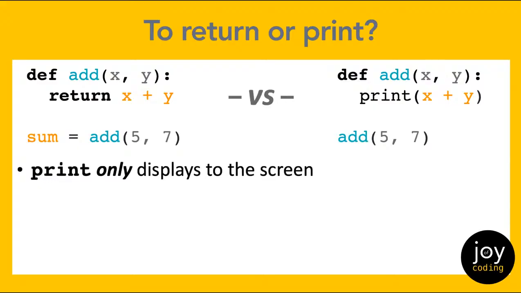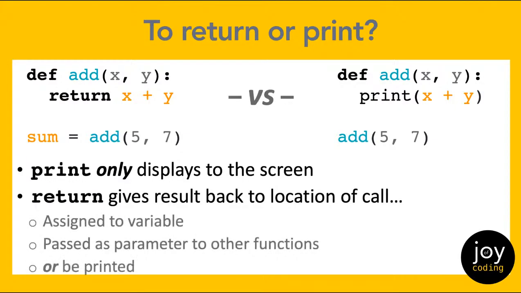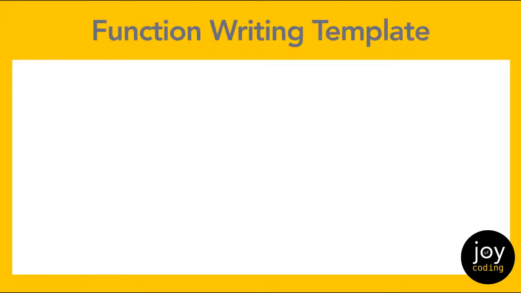And while that might be what we want to do right now, it might not be what we always want to do with our sum. And so return allows us to give our result back to the location of the call so that we can then assign it to a variable, pass it as a parameter and use it inside another function, or print it. And so return allows us to use our function in a way that can be used in many more situations than just printing.